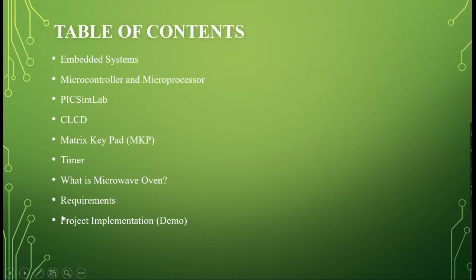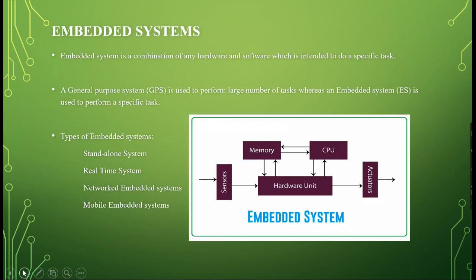Before diving directly into the project details, let us have a look at the basics of embedded system, the difference between microprocessor and microcontroller, and a few project related peripherals. An embedded system is a combination of hardware and software which is intended to do a specific task. It is unlike the general purpose system, which is designed to perform a large number of tasks, whereas an embedded system is designed to perform a specific task.